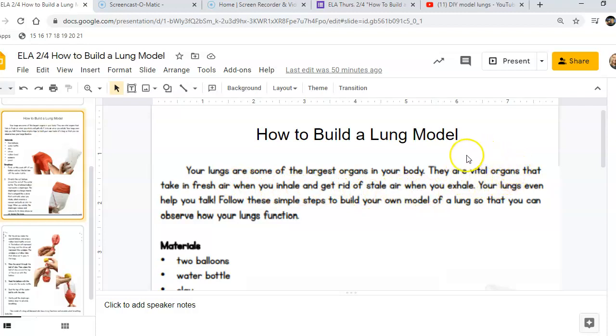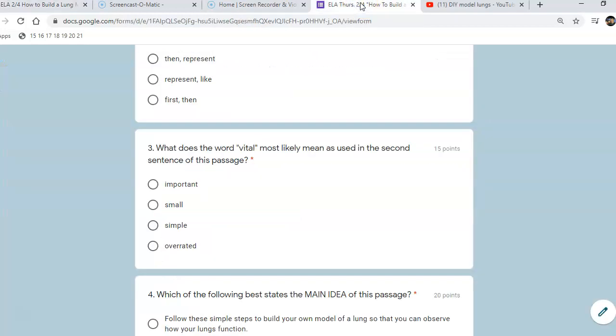Vital organs. So this word's describing organs. Could we replace vital with important? So important organs, small organs, simple organs, overrated organs.